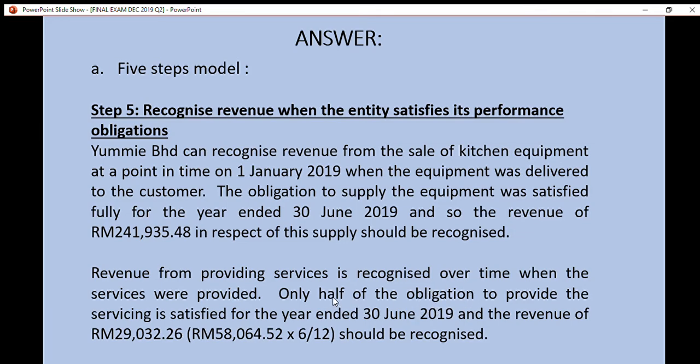So only half of the year the service has been provided, only for 6 months, since the financial year end of this company is on 30th June 2019. We only have to take into account the service for half of the 1 year period. So the revenue of 29,032 ringgit 0.26 should be recognized.